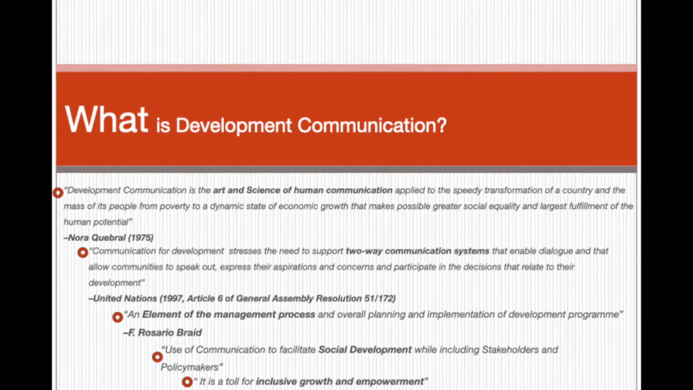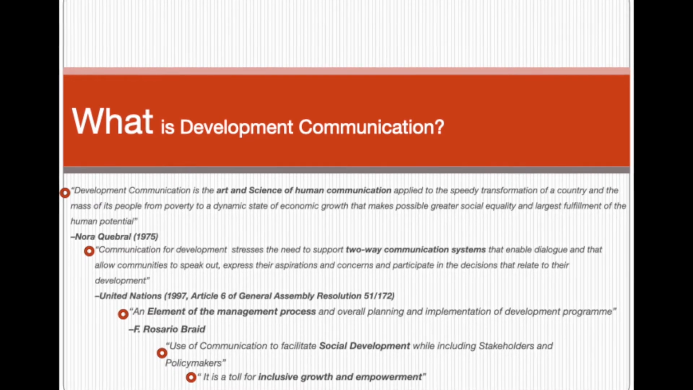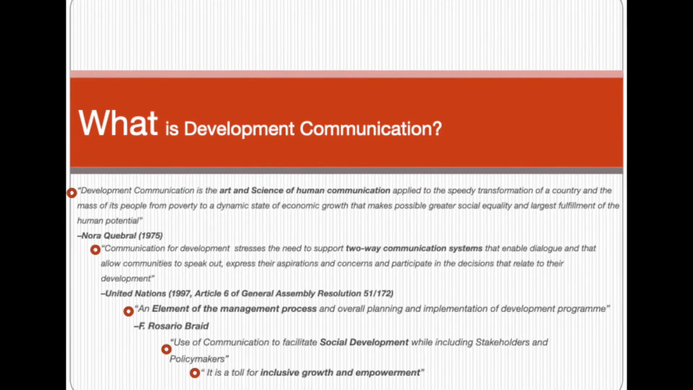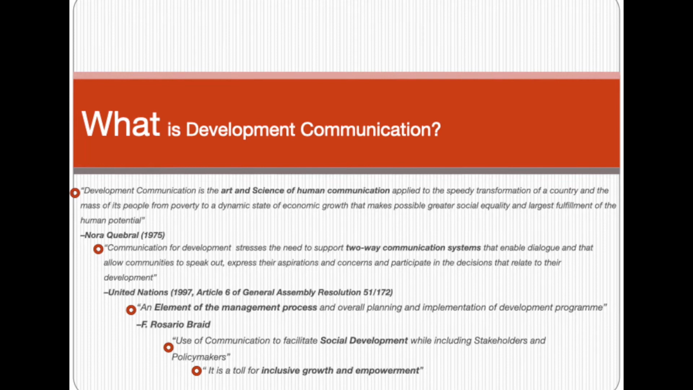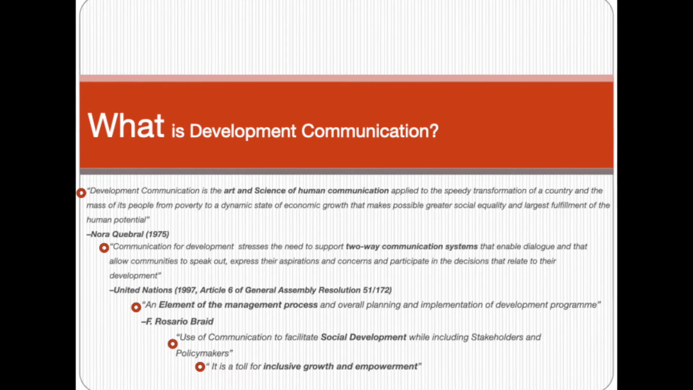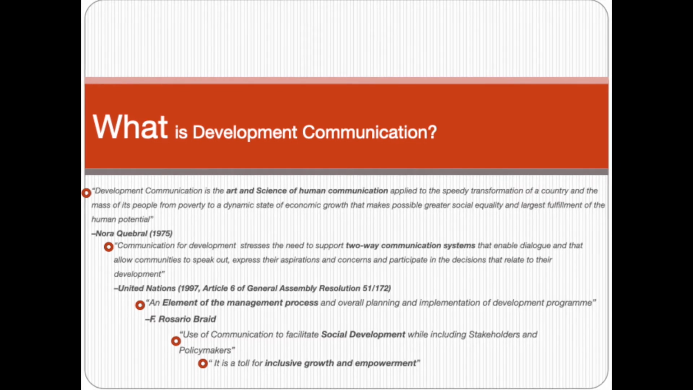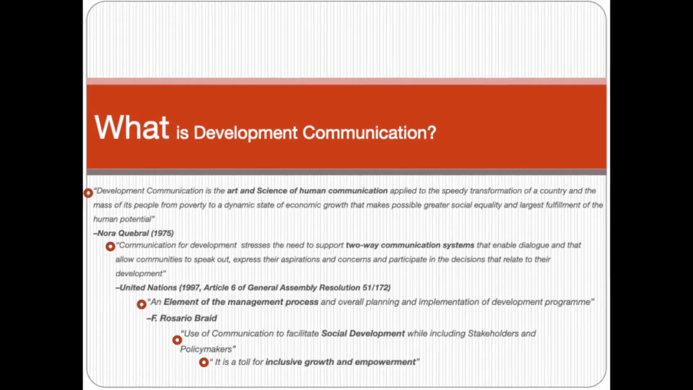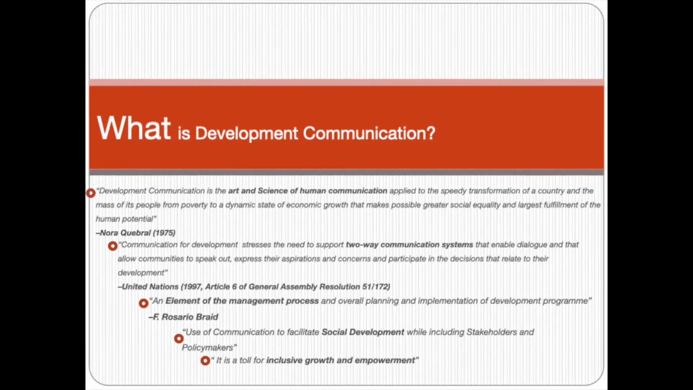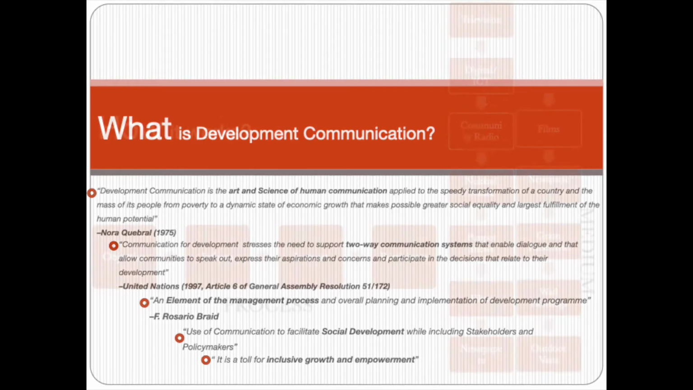The United Nations in 1997 defined DC as communication for development, which stresses the need to support two-way communication systems that enable dialogue and allow communities to speak out, express their aspirations and concerns, and participate in the decisions that relate to their development. DC is also an element of the management process and overall planning and implementation of development programs, as defined by Rosario Braid. It may all lead to the simplification of DC as a process of empowerment and inclusive growth through communication.